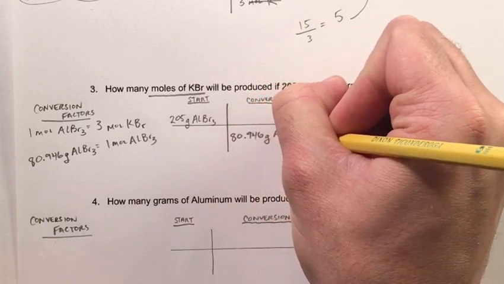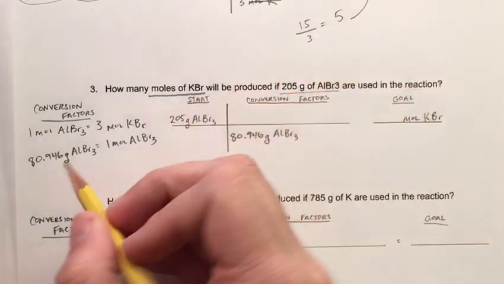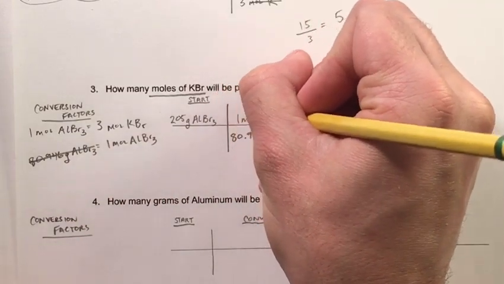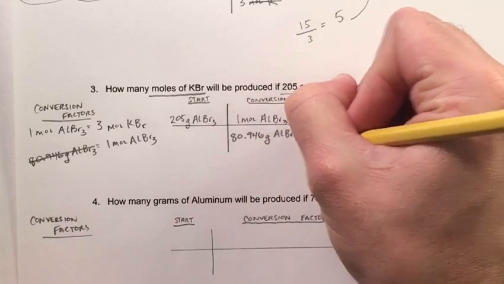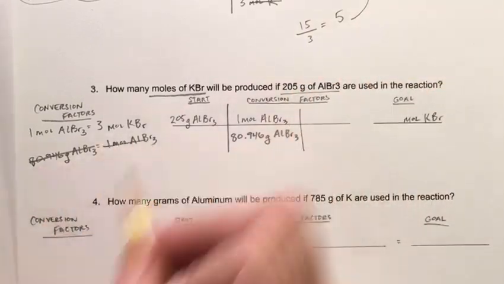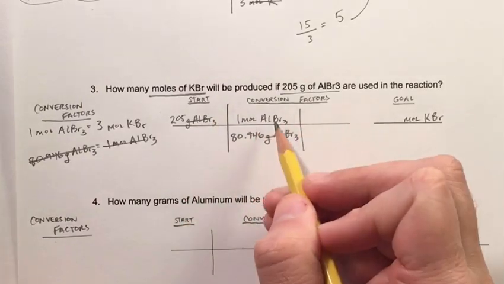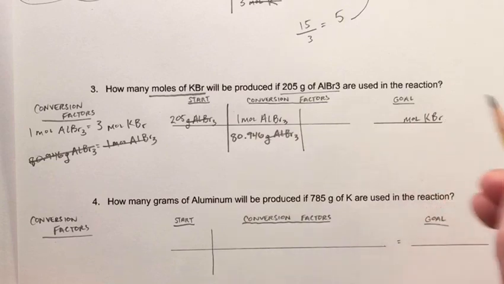So I'm just looking at, I have grams AlBr3 and grams AlBr3. I use that side, I need the other side. 1 mole AlBr3 up top. Separate these, I use this conversion factor already. Grams AlBr3 cancels out. Now I'm in moles AlBr3, almost at moles of KBr.